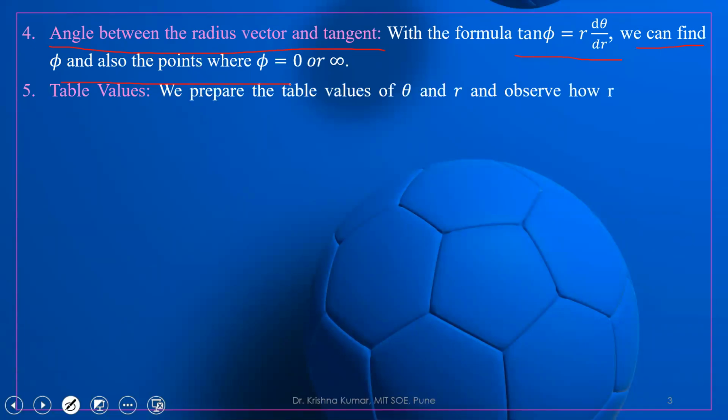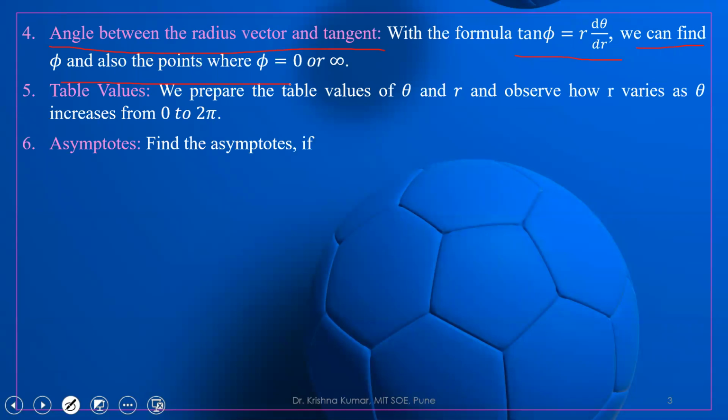Table values: we prepare the table values of theta and r and observe how r varies as theta increases from 0 to 2 pi. Asymptotes: most of the times we don't have asymptotes. In 99.9%, 99% of cases, there are no asymptotes of the given curve. And the reason for the absence of the asymptotes.